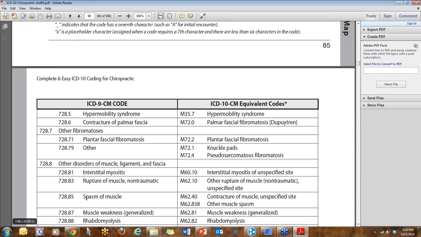See, this is where it's going to go. You're going to start off here at 728.85, and it's going to say, well, you can start here at M62.40, and then that's when you go into the tabular list and you start looking at those headings, and from there you're going to have to find the most specific code. You know, unfortunately, they don't list it by muscles. So does that answer the question?